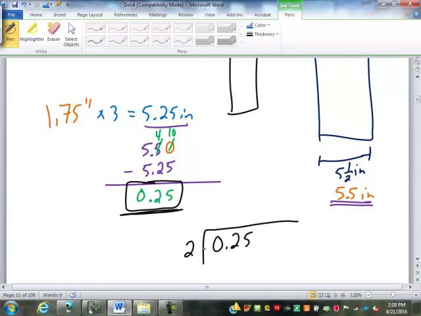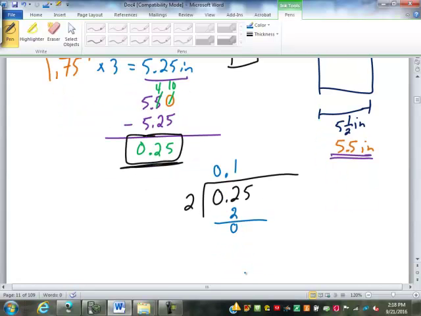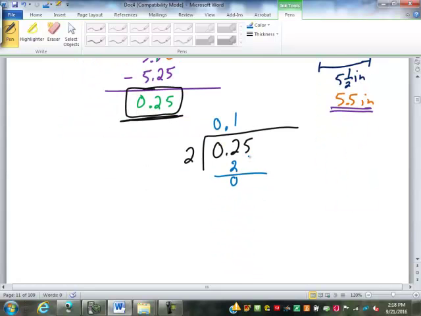So let's walk through that calculation. 0.25 divided by 2. Does 2 go into 0? No. Before we can move on, of course, we move up our decimal point. We can't pass our decimal point without doing something with it. Does 2 go into 2? 1 time, right? 1 times 2 is 2, and there's nothing left over. What do we do next? We bring down the 5. 2 goes into 5 how many times?